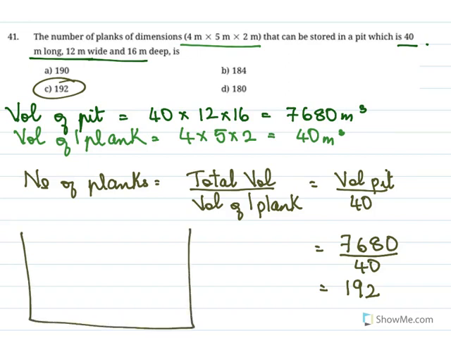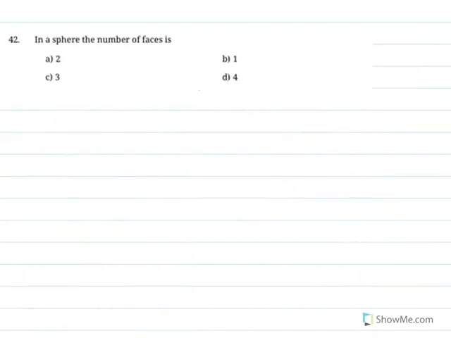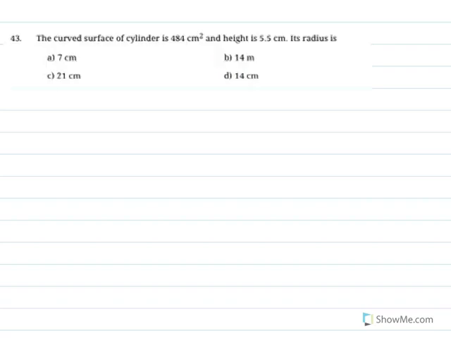This entire pit was 40 into 12 into 16. And the number of planks in this is 192. In a sphere, the number of faces is 1. It's just one face. The whole sphere is one flat face.